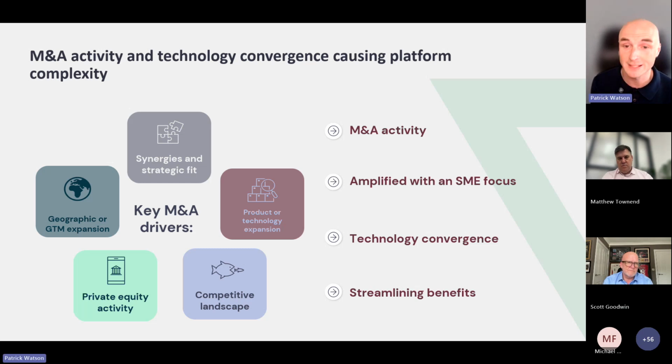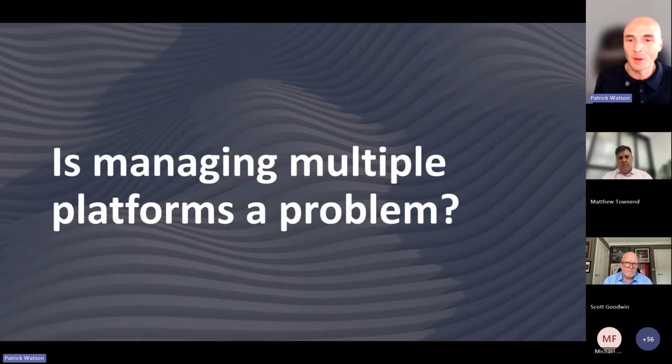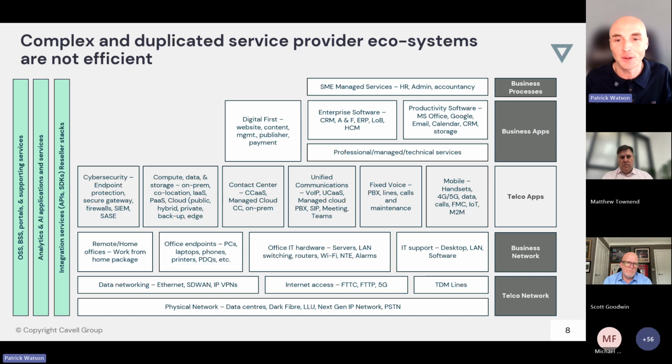Well, I'm glad you mentioned complexity, because I wanted to come on to that in the next couple of slides. So we talked about why this is happening. You've got technology convergence, you've got multiple M&A drivers that we've listed on the slide here, and M&A causing this sort of UC platform accumulation. So technology convergence driven by enterprise demand, M&A activity within the market. So you mentioned complexity there, Scott, and my exam question was, is managing multiple platforms a problem? And what I wanted to highlight here on this slide, and I realise for everyone on the call, this is a busy slide.